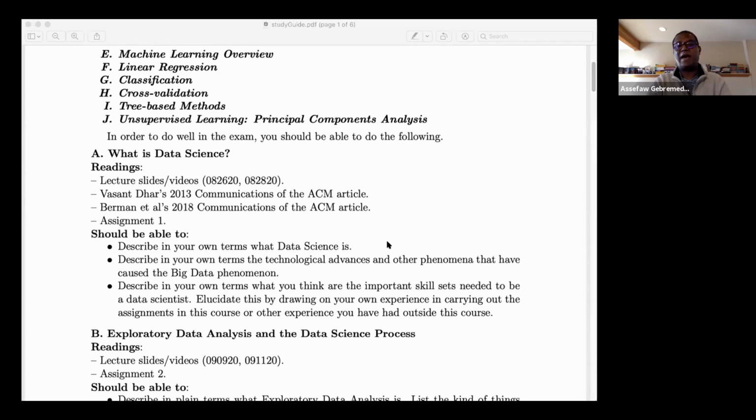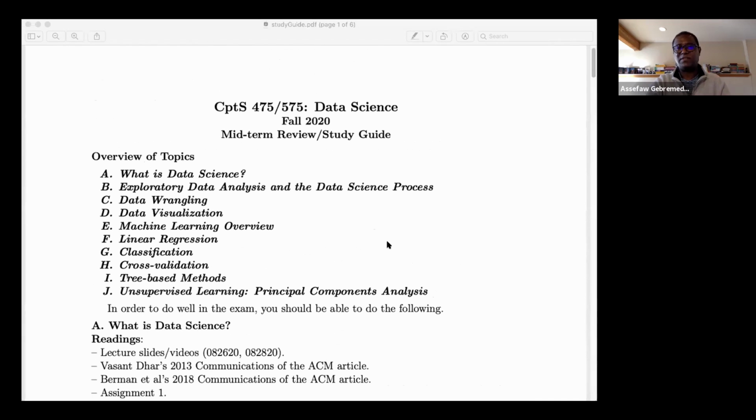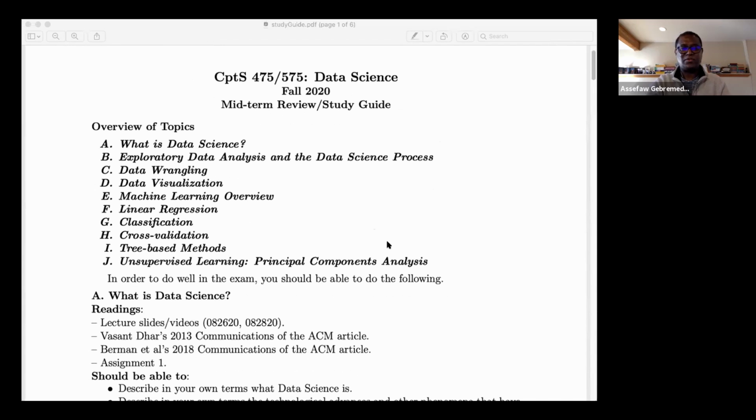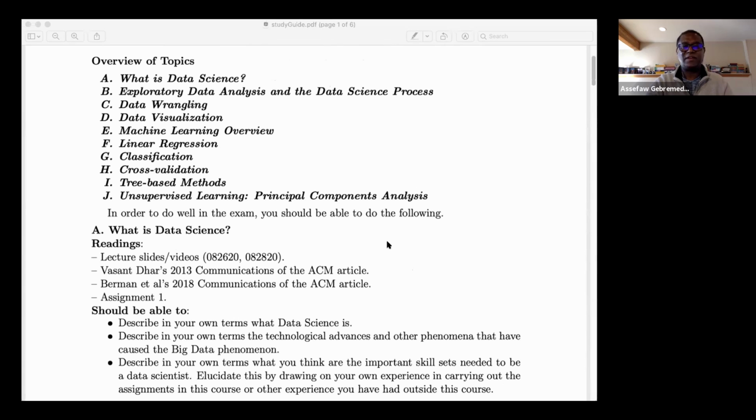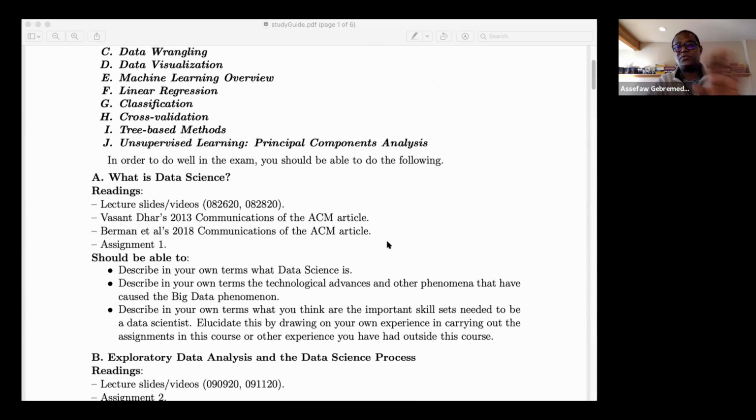What do I want to achieve? I call this one actually a midterm review or a study guide, and you will appreciate it when I post it. You will go through them and make sure that you are comfortable with the topics covered there and to what extent you should know. So what I have called it here is, in order to do well in your exam, you should be able to do the following.